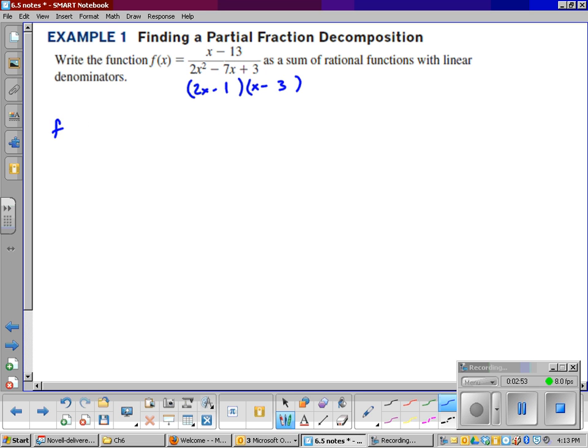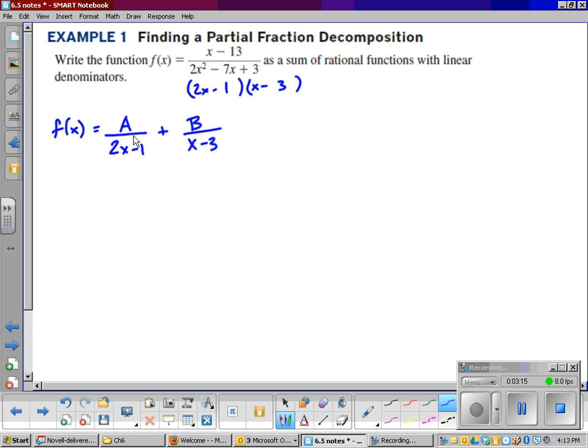So I'm rewriting f of x with some numerator that I don't know yet, and I'm going to use this linear factor for one of the denominators. It doesn't matter which one goes under A and which one goes under B. And then we're going to add to that another fraction that has some unknown numerator, and we're going to put the other linear factor for that denominator.